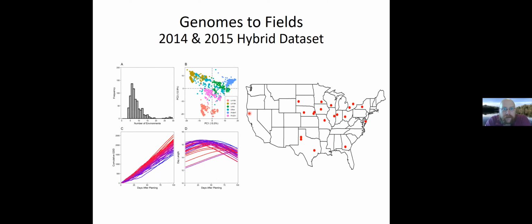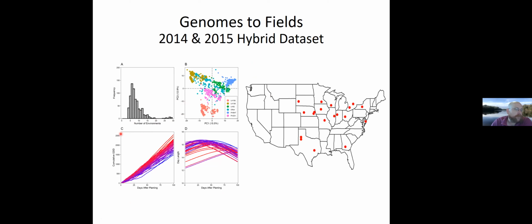I applied this to the Genomes to Fields hybrid data set, 2014-2015. We can see it is a relatively unbalanced design from panel A. Most hybrids were evaluated in about 5 to 8 environments. However, we do have a handful that were evaluated in about 27 or 28. We're going to look closer at panel B in the next slide, so we'll skip over that and look at C and D, which show how diverse the environments are.